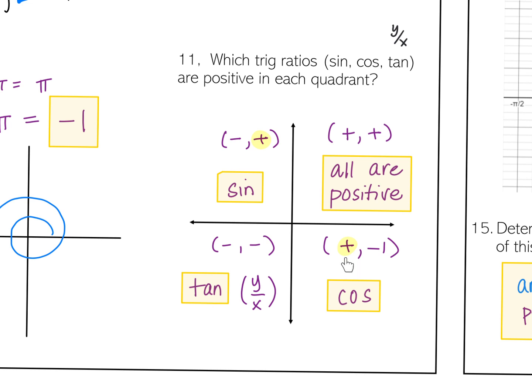And then lastly, the signs in this quadrant would be positive and negative. Cosine is the x value, so cosine is the positive value in quadrant 4.